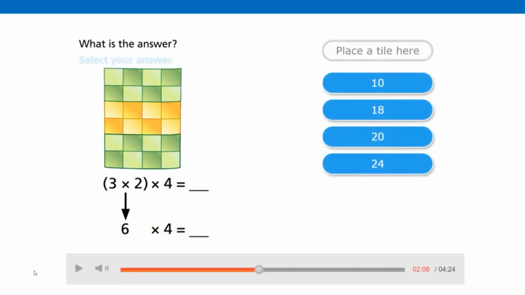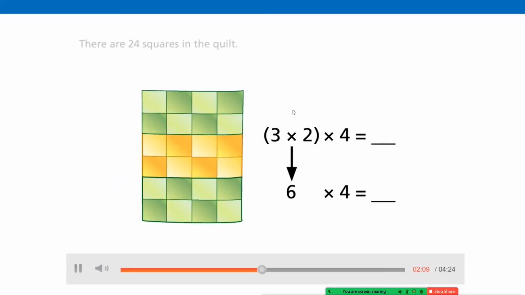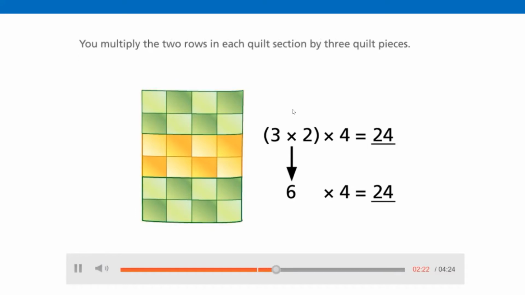What is the answer? Select your answer. There are 24 squares in the quilt. Using this first method, what did you multiply to find the total number of rows? You multiply the 2 rows in each quilt section by 3 quilt pieces.